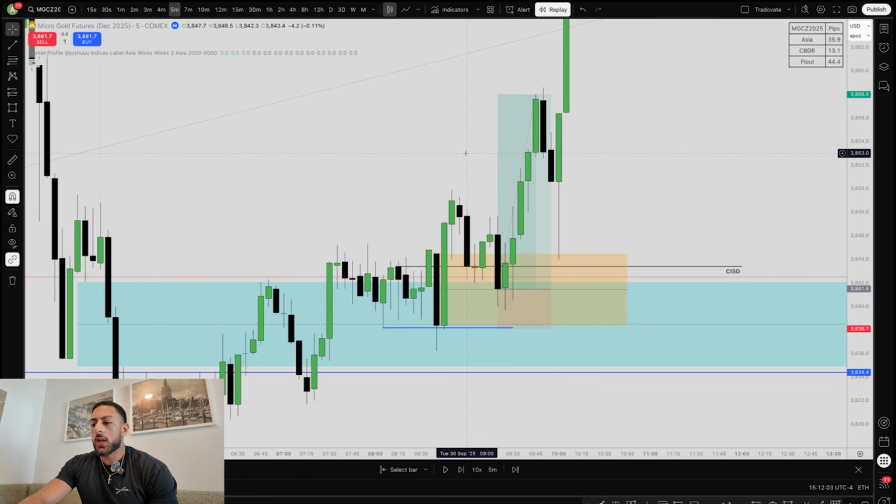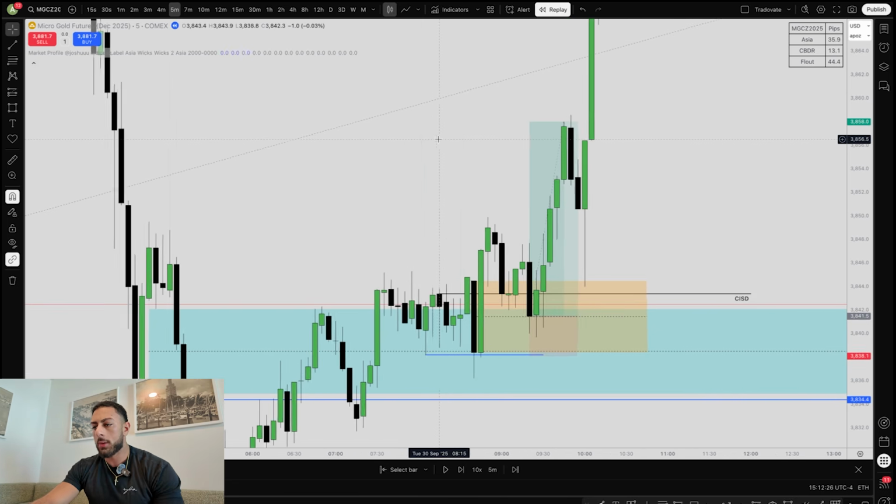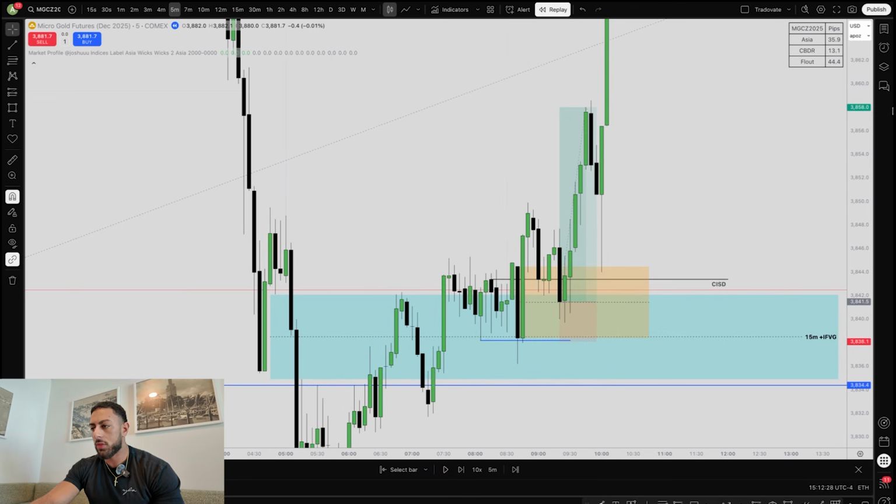I entered with one contract across all of my accounts, or 10 micros across all 20 of my accounts, risking $340 per account. And I targeted around 16.5 points, 165 ticks, for a total of around $1,600 to $1,700 per account, which is a total of $32,000 on my first trade of the week.